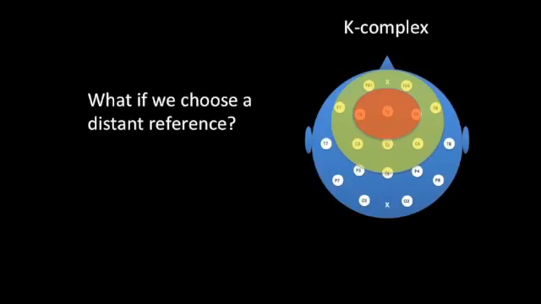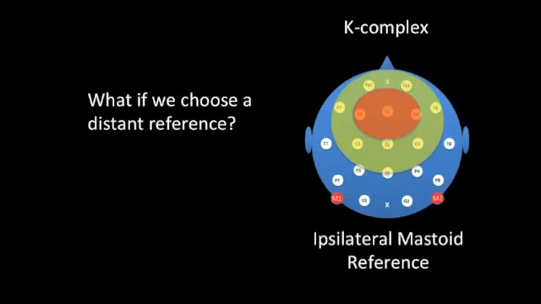So we can ask the question, what if we choose a distant reference? A distant reference might have the advantage of being very far from our broad electrical field, so that the comparison between the activity within our field and at the distant electrode will be greatest. One type of montage that we might want to consider is a common reference montage to the ipsilateral mastoid process. This is far away from the area of interest, and so we would hypothesize that this would generate the maximal amount of contrast between our large area of interest and the reference.